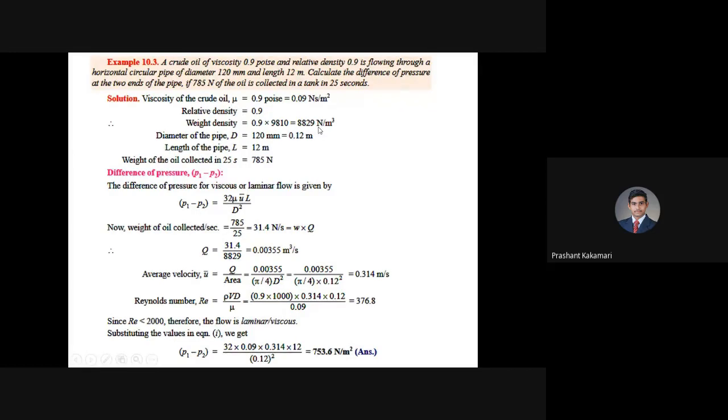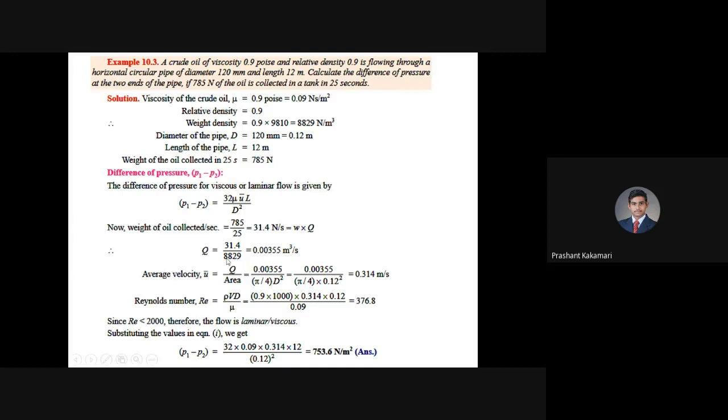Is that clear? So keeping this in mind, what they have done for the discharge value is this. They are not using the average velocity or the area of the cross section of the pipe. Directly, they have used these two numbers, weight density as well as weight per second of oil collected. Using those two values, they have taken the ratio of the weight of oil collected per second divided by the weight density value, what you found out, 8,829 Newton per meter cube. They have cancelled this Newton and they found out the value in meter cube per second. Okay, this is the new type of step to find the discharge.